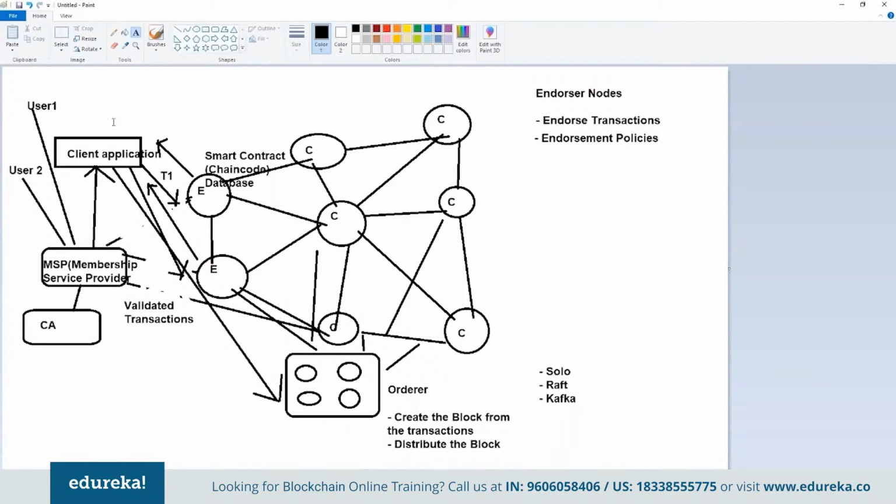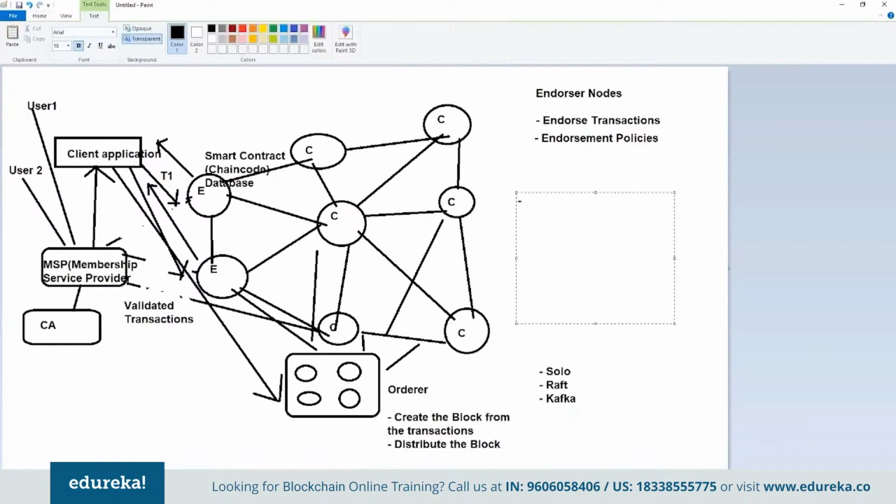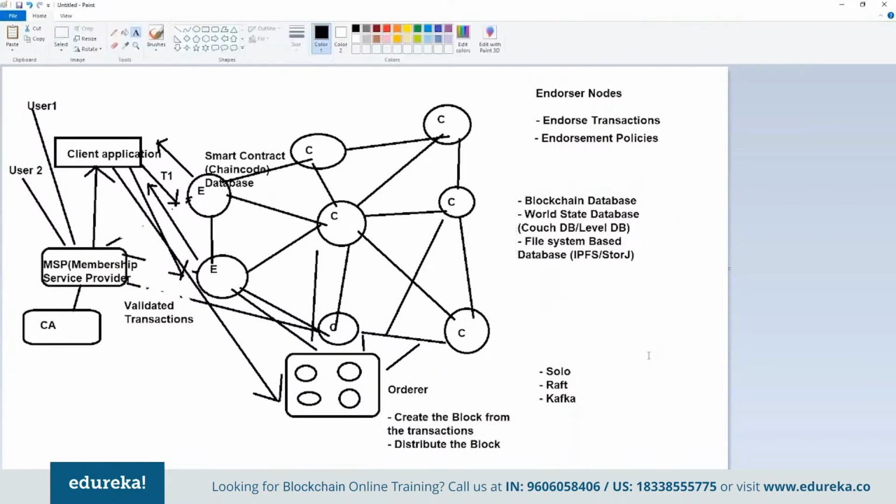So again, there are three categories of database here. One is your blockchain database. Second is your world state database. The world state database can be CouchDB or LevelDB. And third is your file system based database, which is your external storage that can have your IPFS or similar. So these are the different kinds of database that you can have in Hyperledger Fabric. Your blockchain database is the set of transactions or the blocks. The world state database is the recent state of all those transactions. So world state is also updated when you update the blockchain database transaction.